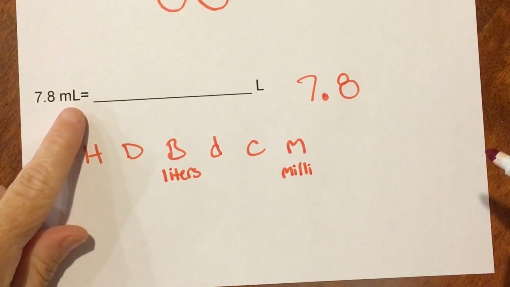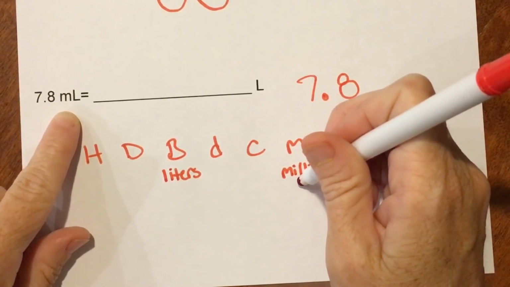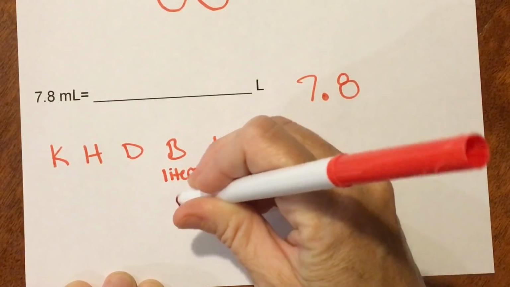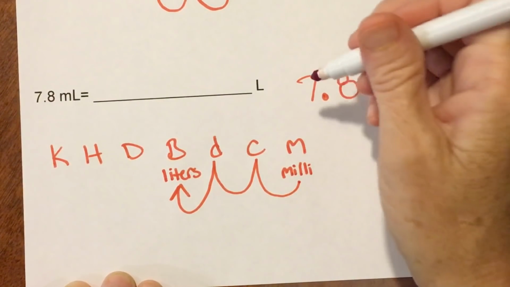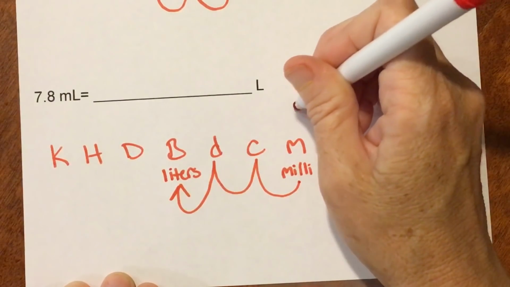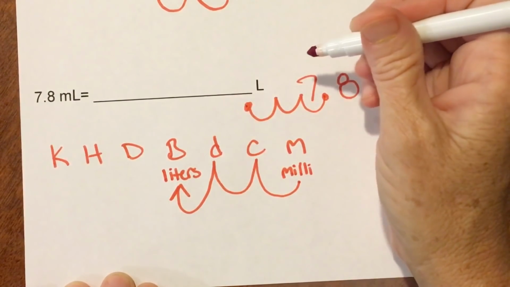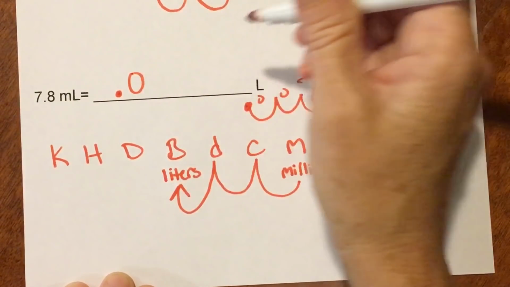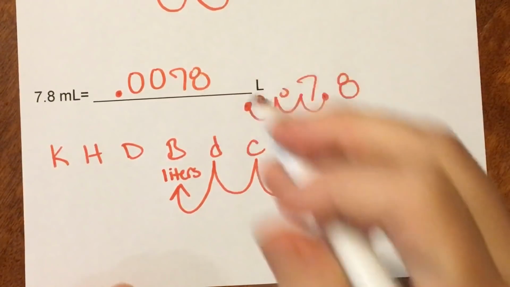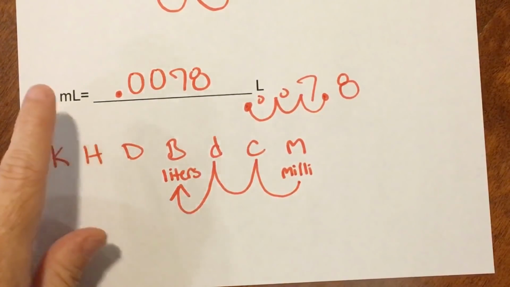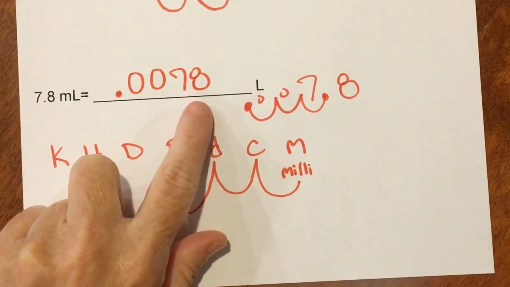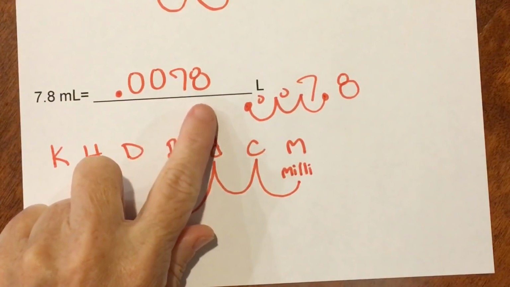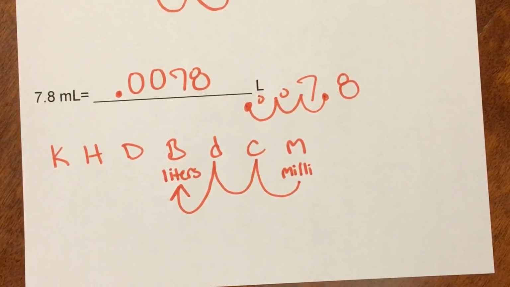So meters, liters, and grams are my base measurements. Okay, this time they want me to move from milli to liters. So they want me to go 1, 2, 3 to the left. Okay, so ready? 1, 2, 3 to the left. So my answer is decimal 0078. So 7.8 milliliters is the same as 78. We would have to say this is tenths, hundredths, thousandths, 10,000ths. So 78 10,000ths of a liter.